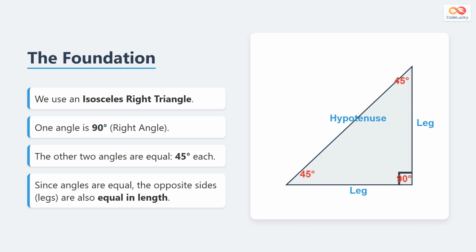To begin, we need the right shape. We use an isosceles right triangle. This is a special triangle with one 90-degree right angle and two 45-degree angles. Because the two base angles are equal, the two legs opposite them must also be equal in length.